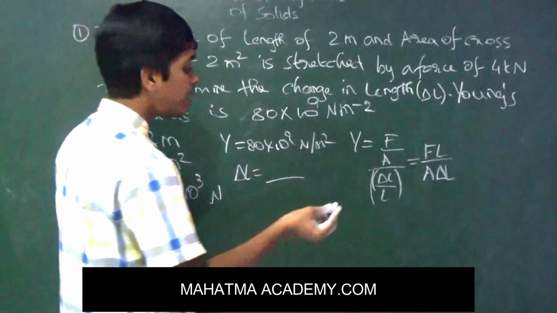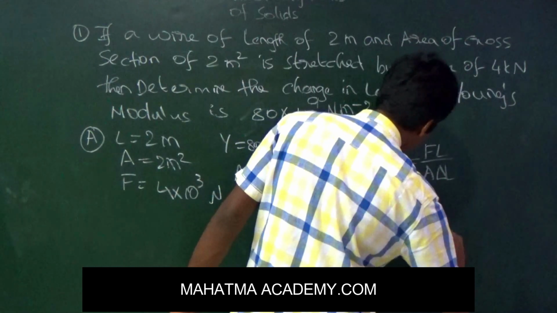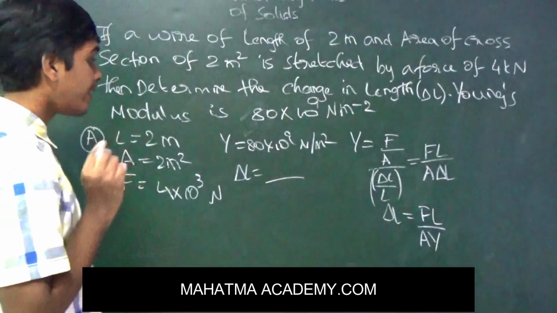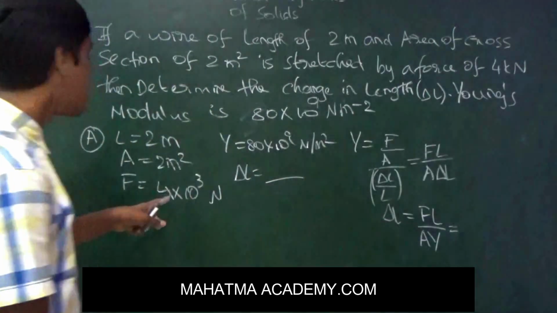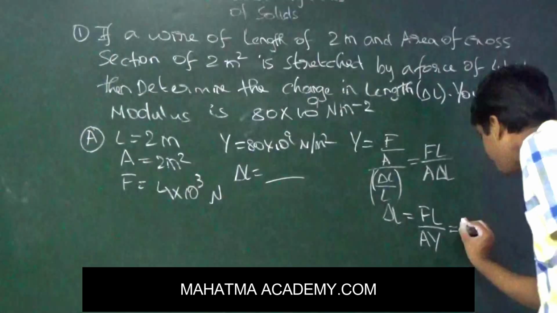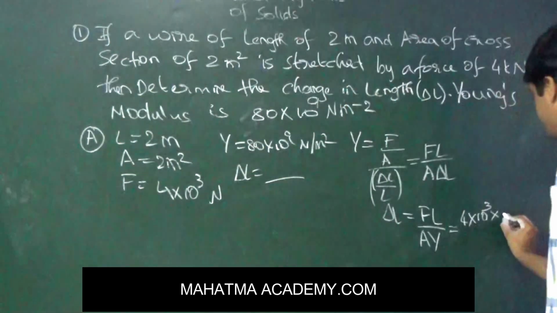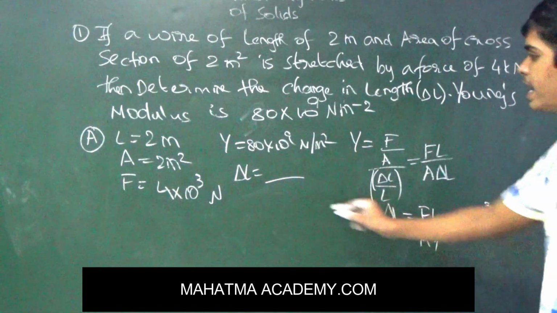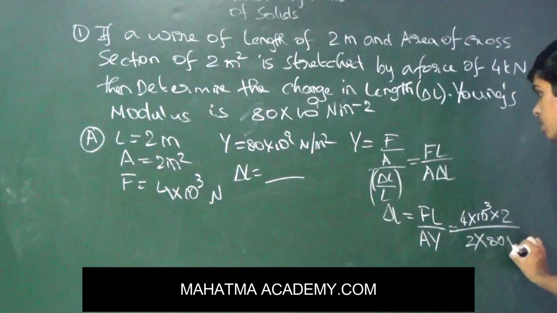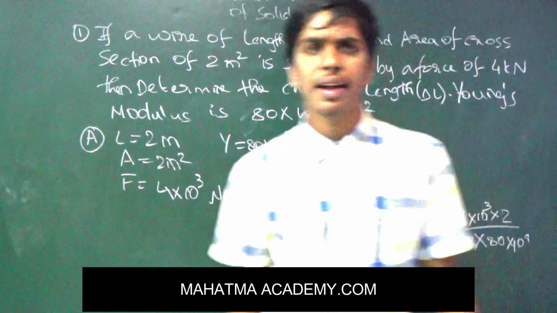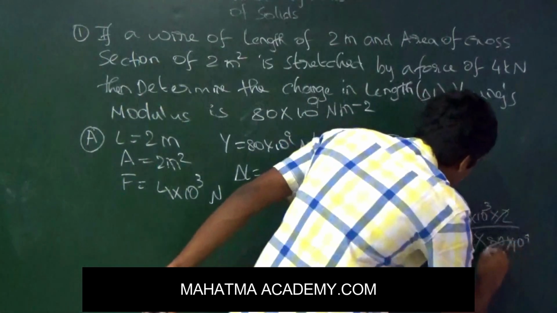Now we will write the delta L. Delta L is equal to FL upon AY. Okay? FL upon AY. Now we will write the values given here. That means 4 into 10 cubed into L. L is 2, upon area. Area is 2 and Y is 80 into 10 to the power of 9. Okay? Now here 2 will be cancelled and here 1 upon 20.